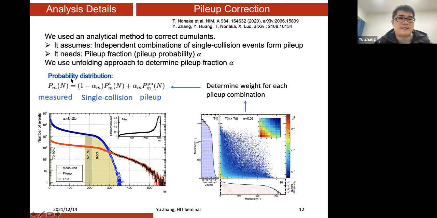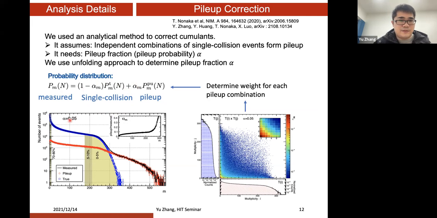The P means probability distribution, and M is measured. The measured probability distribution can be a sum of the true single collision distribution and the pileup probability distribution. If we know the pileup fraction from Monte Carlo simulation or somehow, we can analytically solve the true, or we say single collision distribution. That's the method.